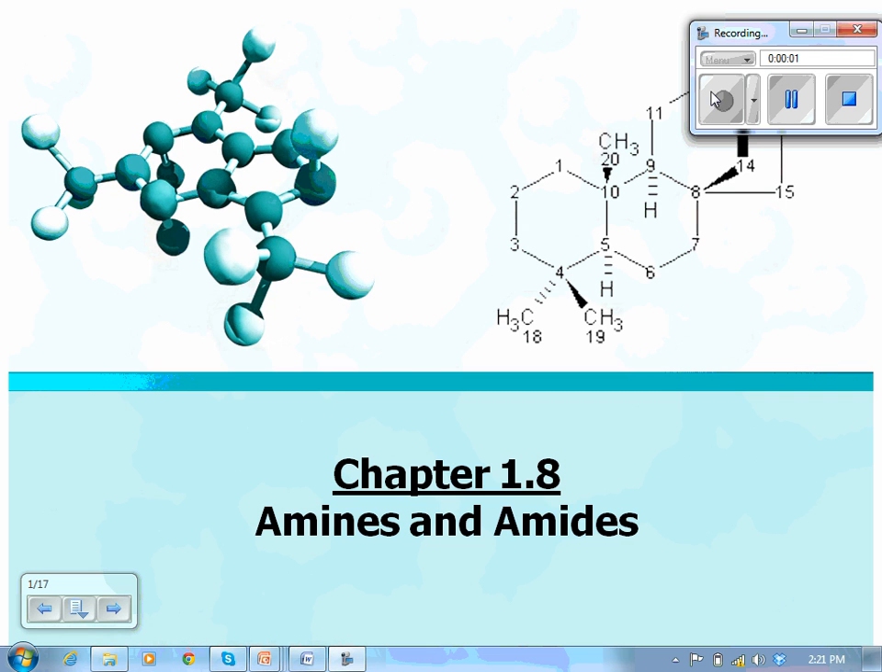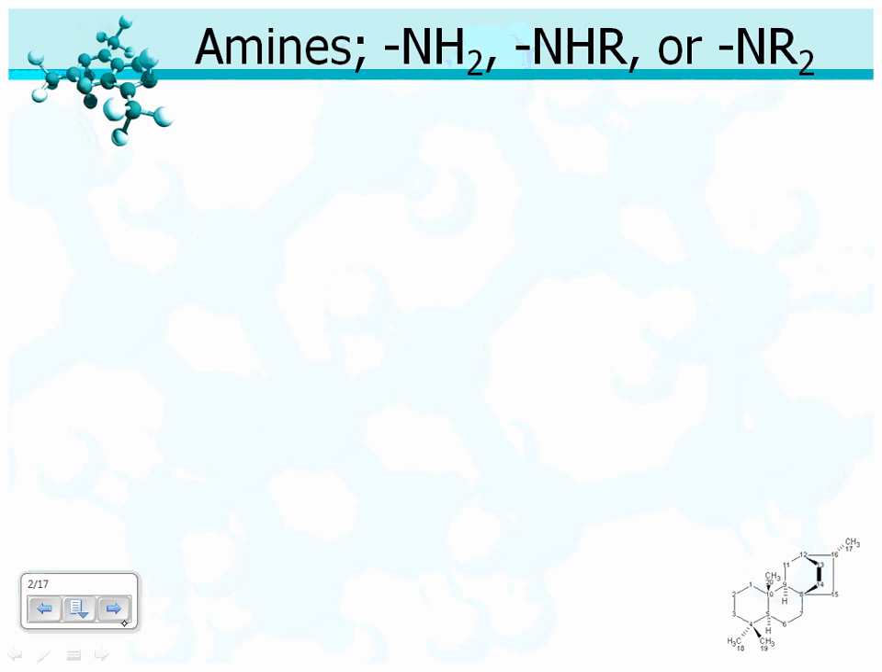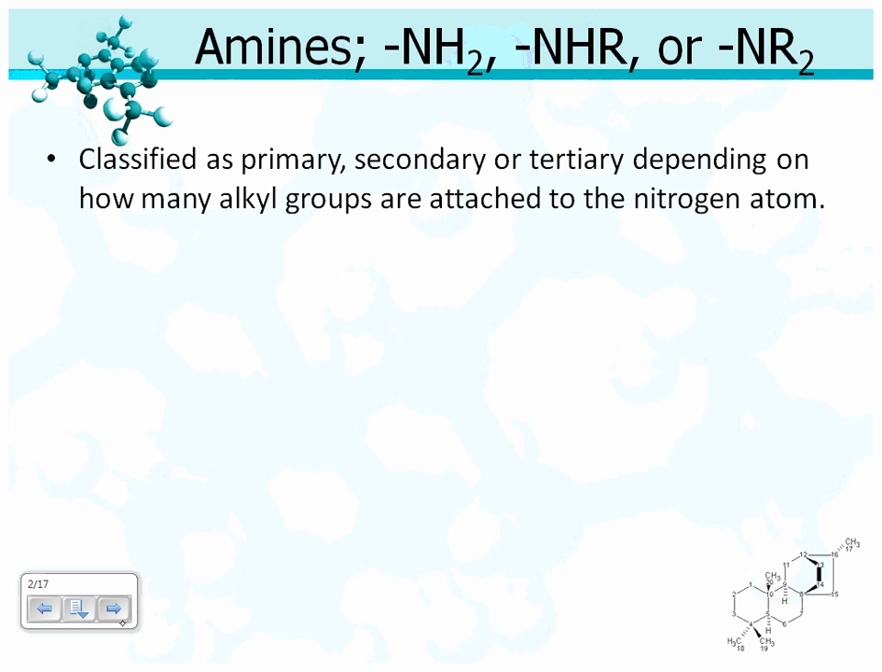Our last group of functional groups are amines and amides. These ones are a little bit different. They both contain a nitrogen bonded to the rest of the carbon chain. So we're going to take a look at what they are. You can see my general groups up there, NH2, NHR, or NR2. So what do those actually mean?